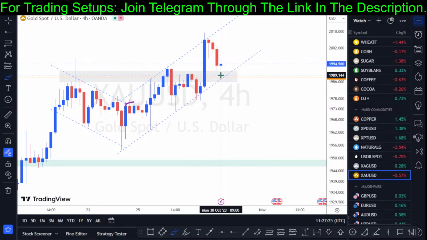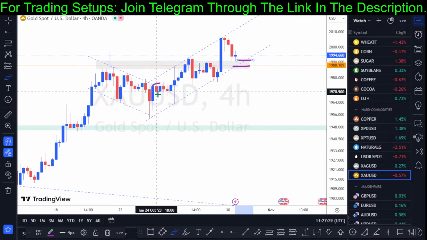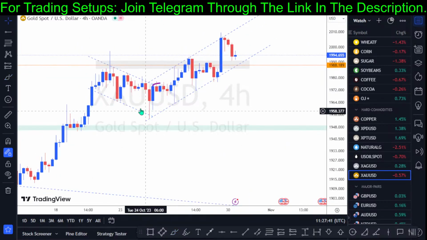So for those who want to continue the story right here, you have to keep on monitoring what price has to offer at this low swing of the key level structure of the 1988 and the dynamic rising channel in this uptrend on gold. So that's my view on gold, right?